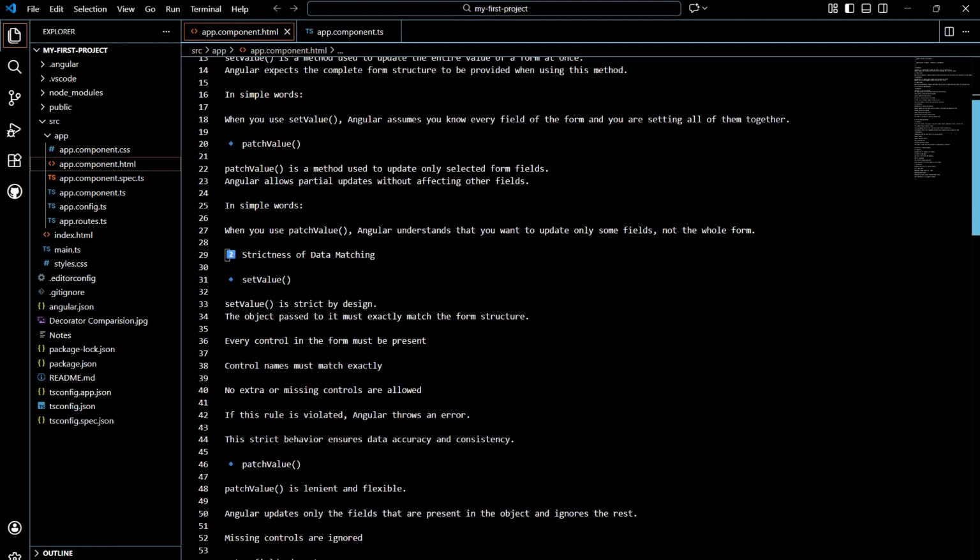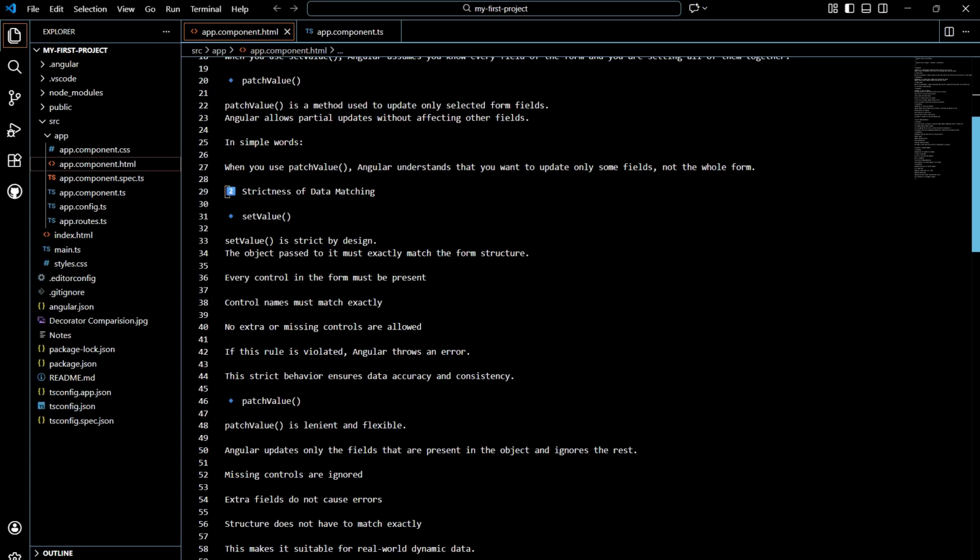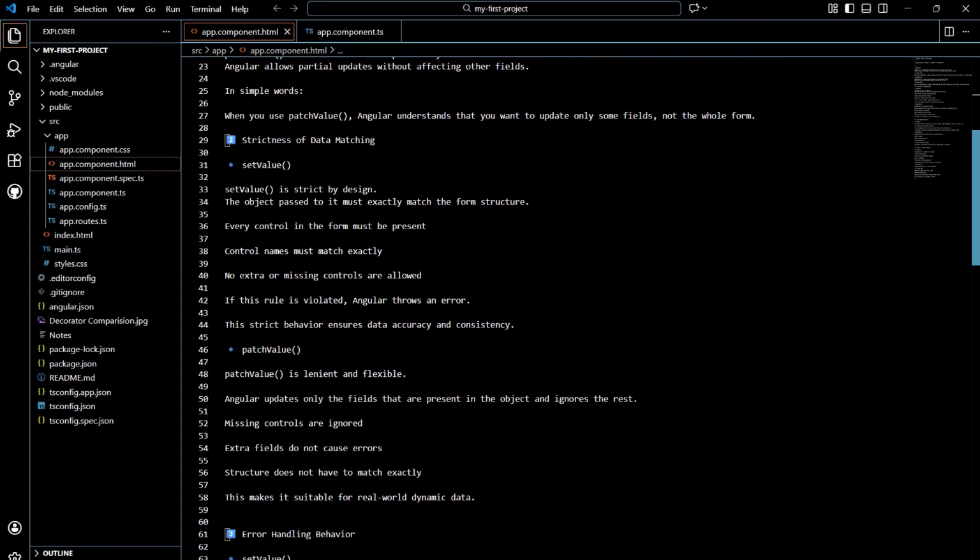Now we will see the difference in terms of strictness of data matching. So in case of setValue, it is very strict by design. That means the object passed to it must exactly match the form structure, because every control in the form must be present. Control names must exactly match, and no extra or missing controls are allowed. So if this rule is violated, Angular throws an error, and this strict behavior of setValue ensures that data is accurate and consistent.